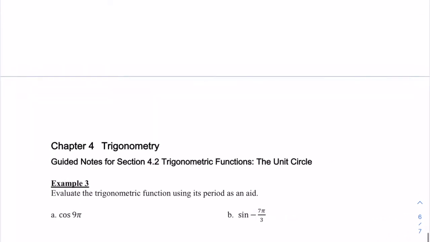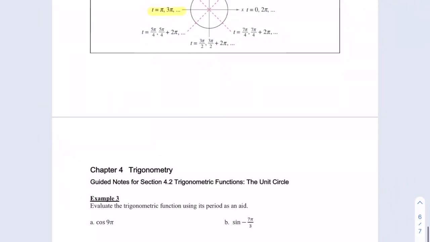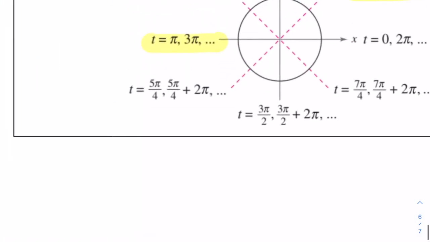So cosine of 9 pi. Well, we talked about this over here with the pi and 3 pi. Say something's going around here, right? That's 2 pi, 4 pi, 6 pi, 8 pi, 9 pi. So 9 pi would take us back to pi.